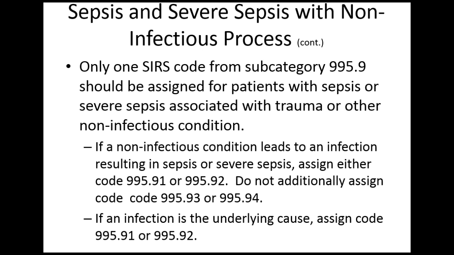Only one SIRS code from subcategory 995.9 should be assigned for patients with sepsis or severe sepsis associated with trauma or non-infectious diseases. If a non-infectious condition leads to the infection resulting in sepsis or severe sepsis, code either 995.91 or 995.92. Do not also assign a code 995.93 or .94. If an infection is the underlying cause, assign code 995.91 or 995.92.